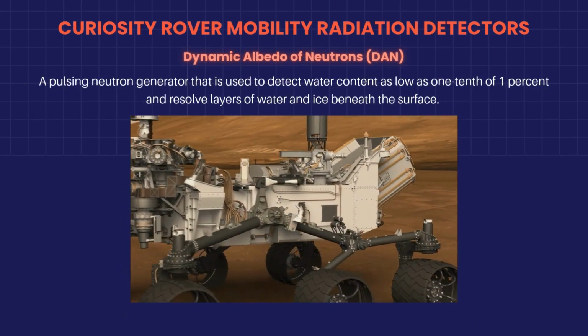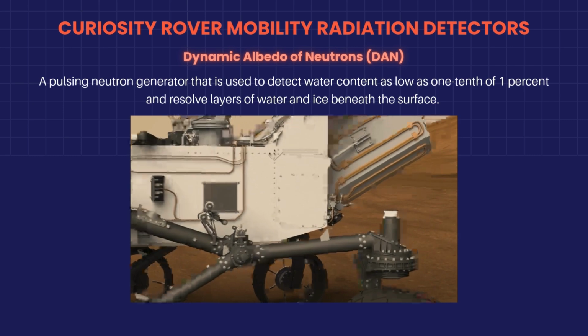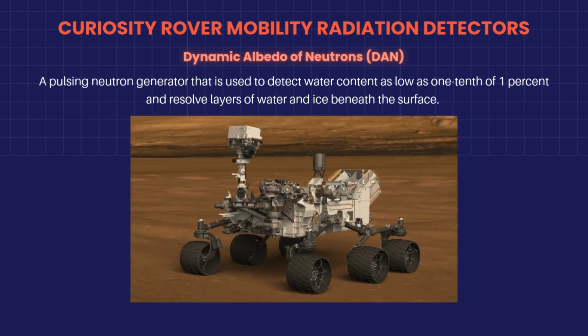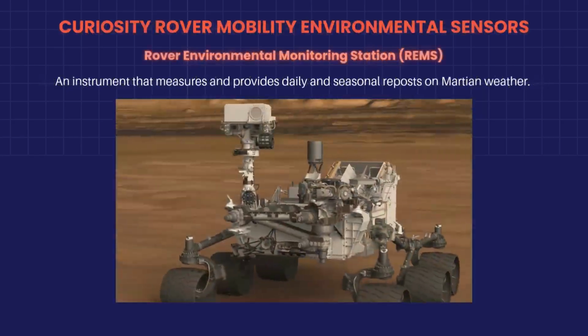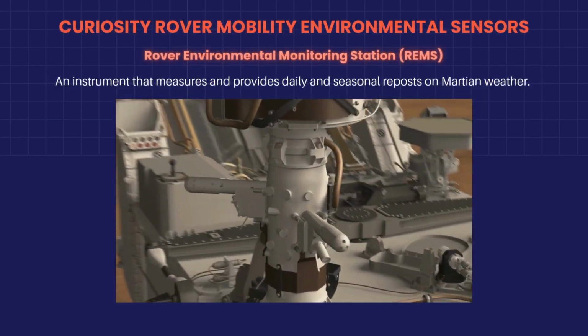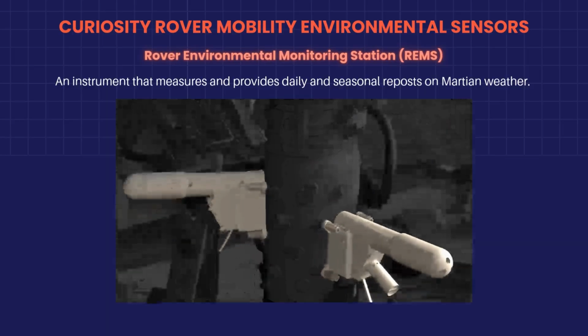Dynamic Albedo of Neutrons, a pulsing neutron generator that is used to detect water content as low as 0.1% and resolve layers of water and ice beneath the surface. Rover Environmental Monitoring Station, an instrument that measures and provides daily and seasonal reports on Martian weather.